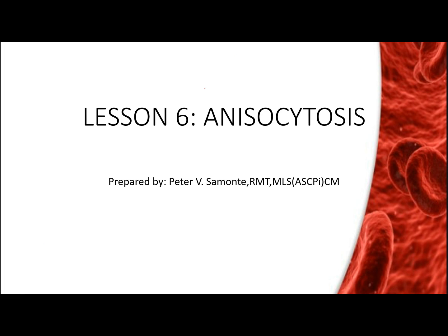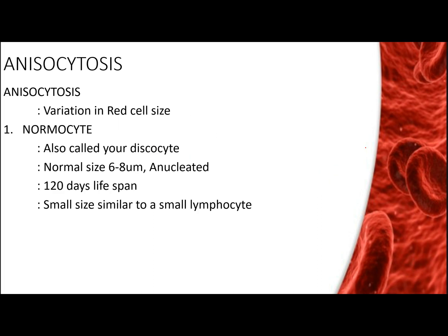This afternoon, we're going to tackle the first topic of your midterms for hematology, lesson 6, which is anisocytosis. So, when you say anisocytosis, class, we refer to the so-called variations in RBC size.